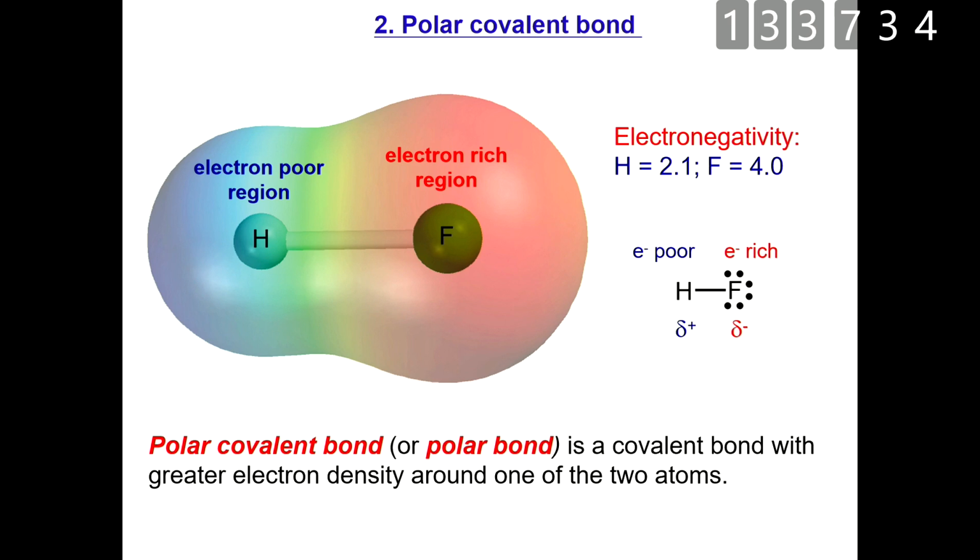So here we should know why the electron is more close to the fluorine, because hydrogen and fluorine, they have different electronegativity. So do you still remember what is electronegativity? Last time we introduced this concept. What is electronegativity?